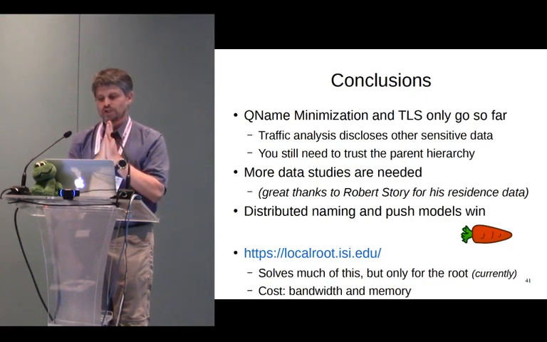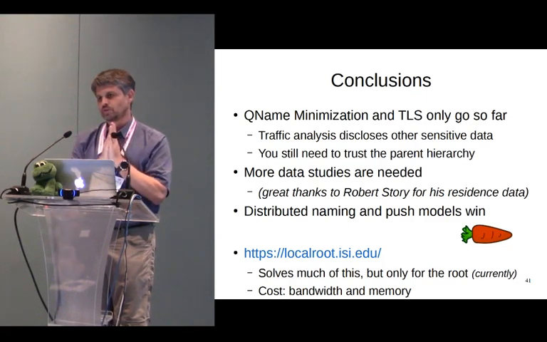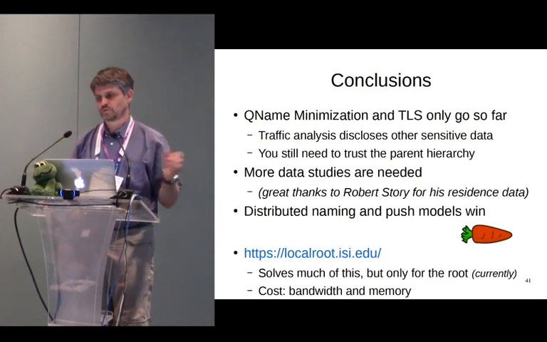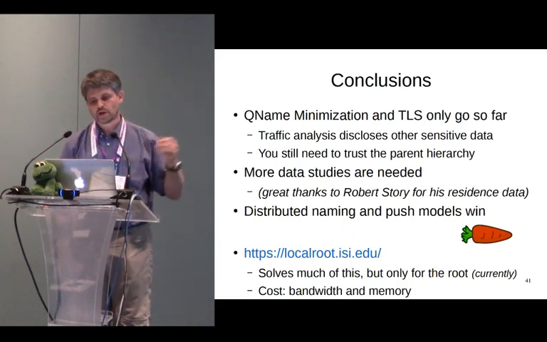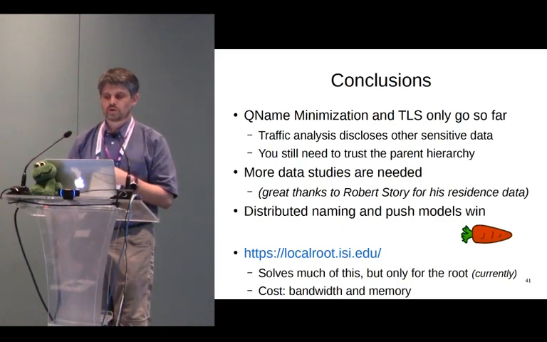And distributing naming and push models, I think, are one of the things the future of the DNS, or the future of naming systems, kind of need to look into, and we're starting to explore that in a couple of spaces today, local root being one of them. It solves it only for the root currently.